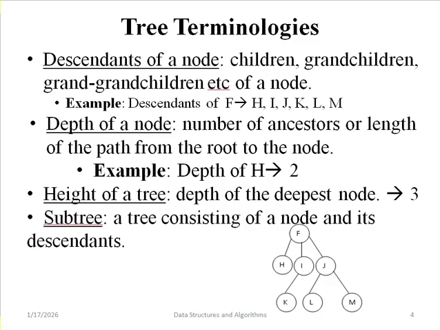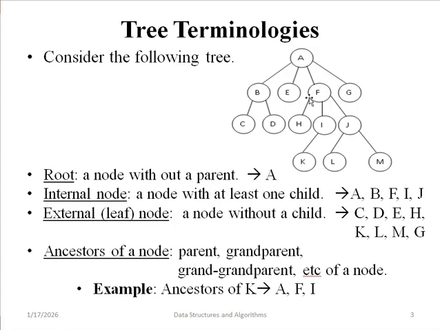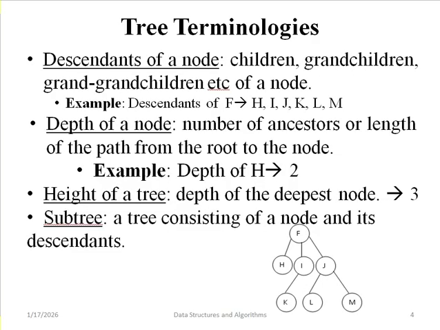The depth of a node is just the number of ancestors, or the length of the path from the root to the node. So here the depth of H is 2, because the number of ancestors is 2. That is, there are two ancestors, A and F. The depth of K is 3: I, F and A, or the number of edges 1, 2, 3. So this 3 is the depth of K.